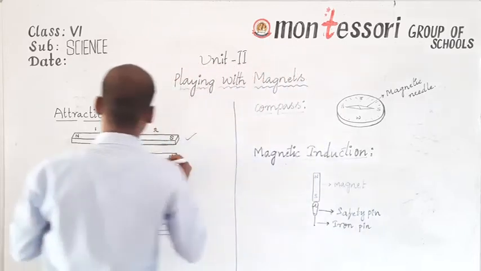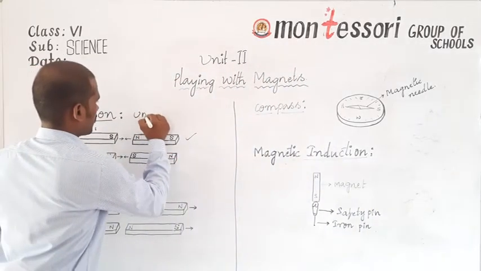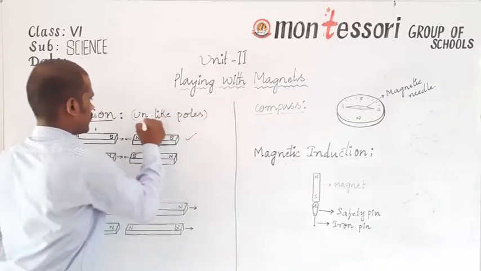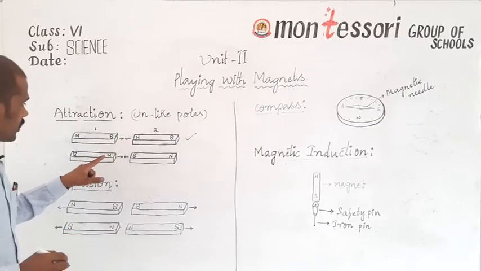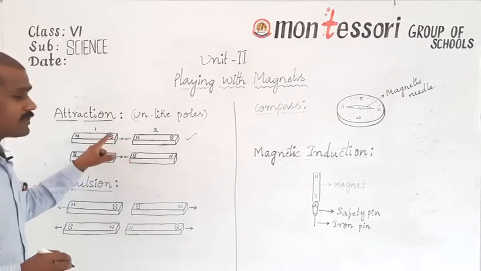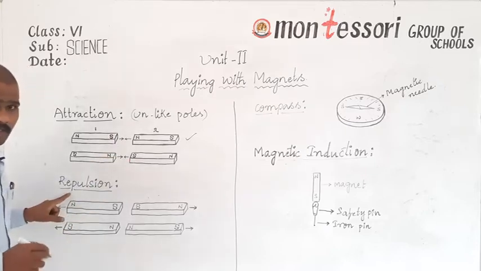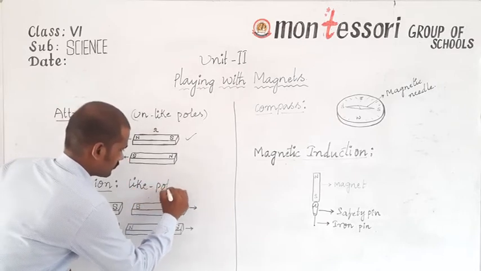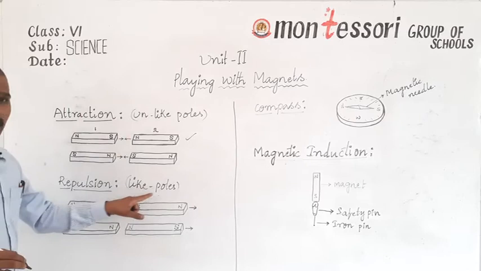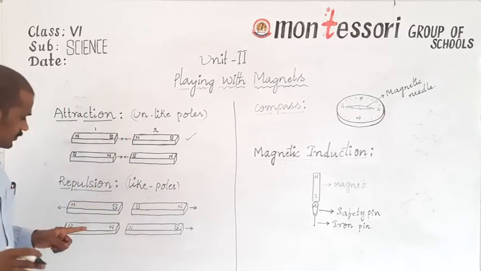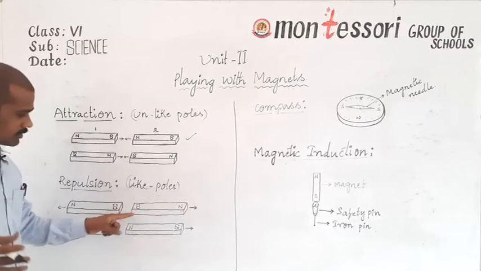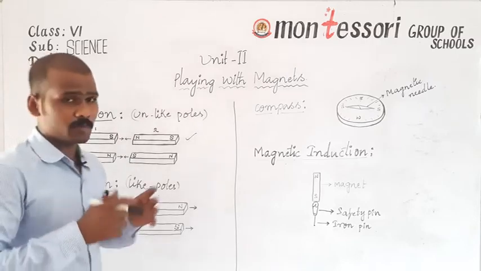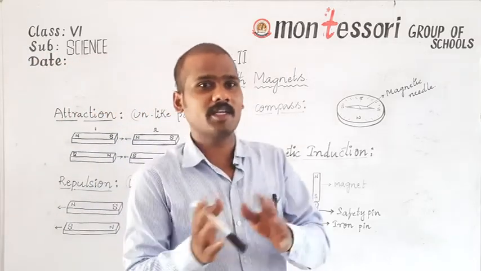Let me write here, attraction: unlike poles. That means south pole and north pole or north pole and south pole, they will get attracted. Next, repulsion: like poles. Like poles will always repel. So here, south pole and south pole, like poles, they will repel. So this is one important property of magnets, the attraction and repulsion property.